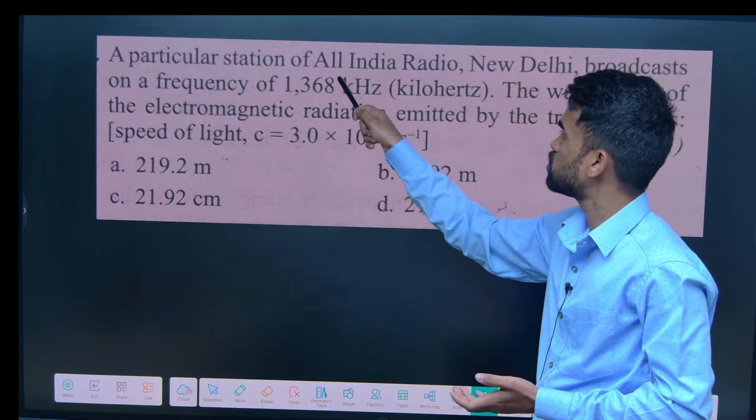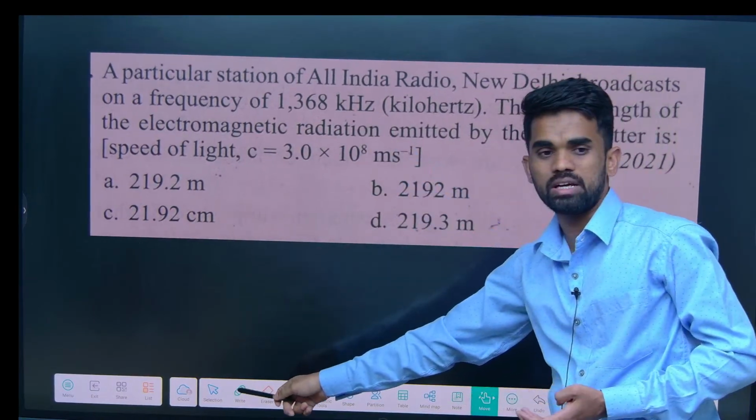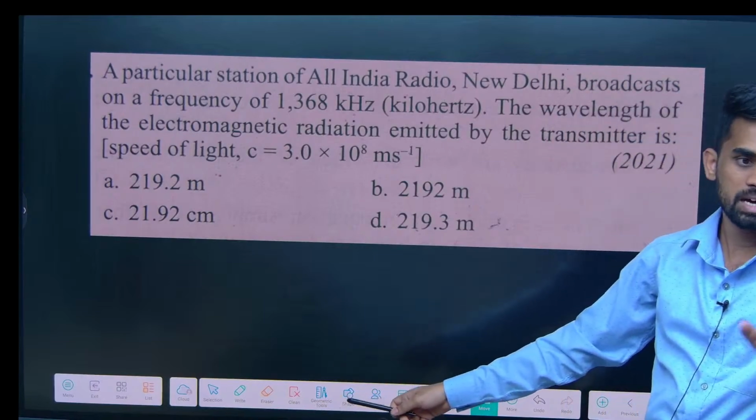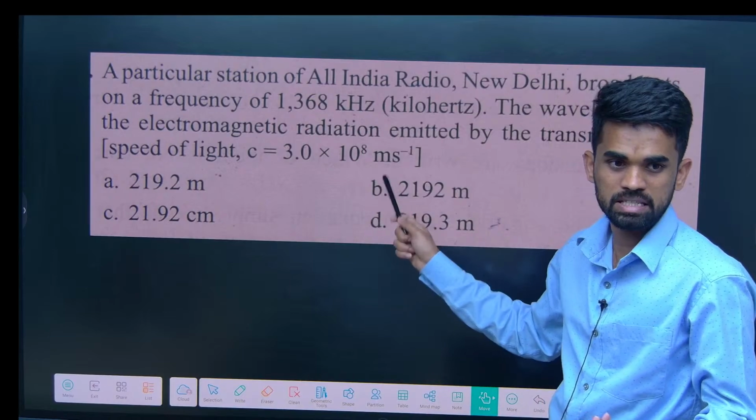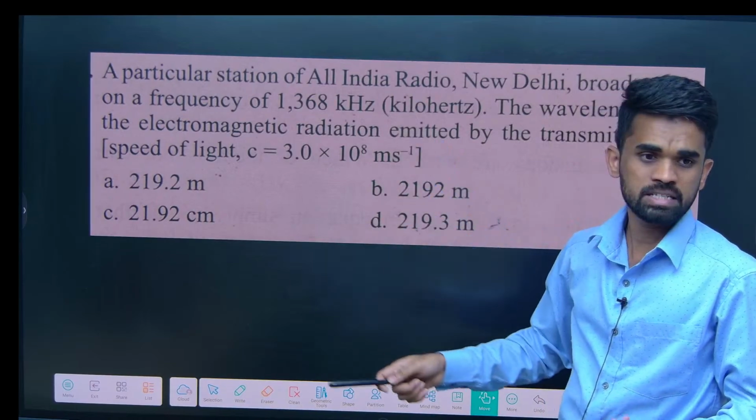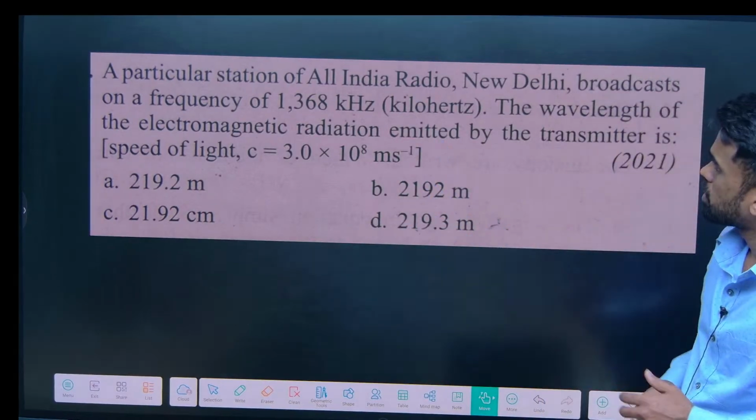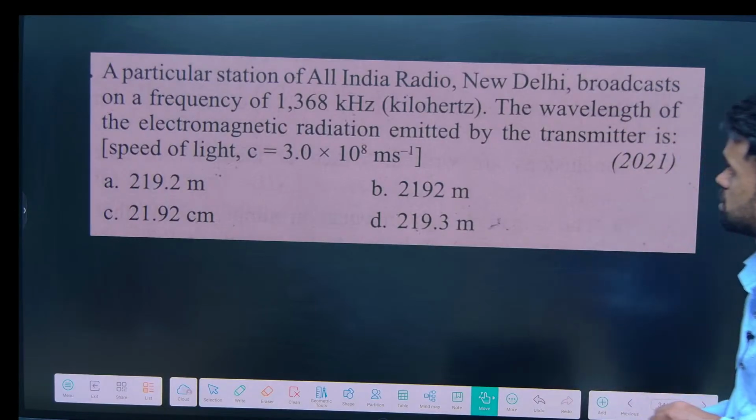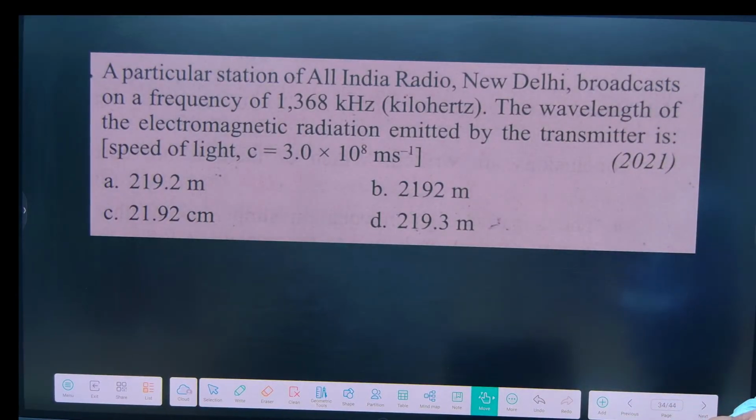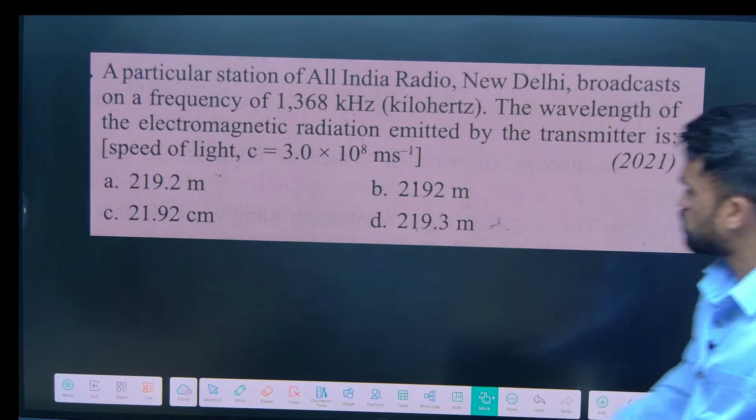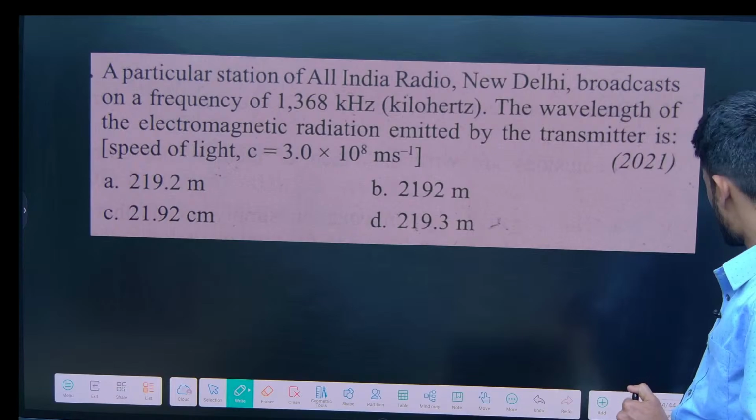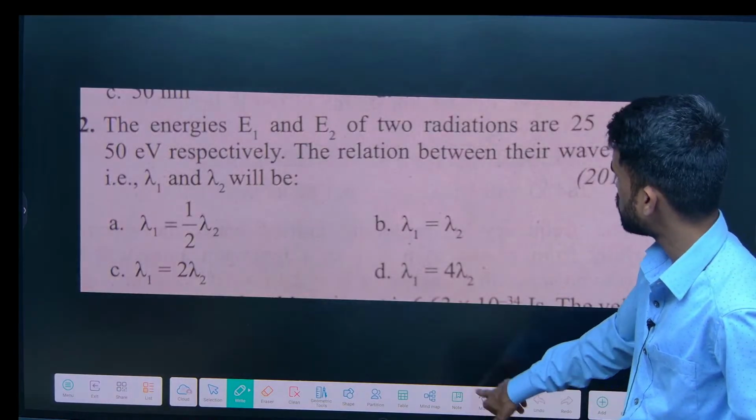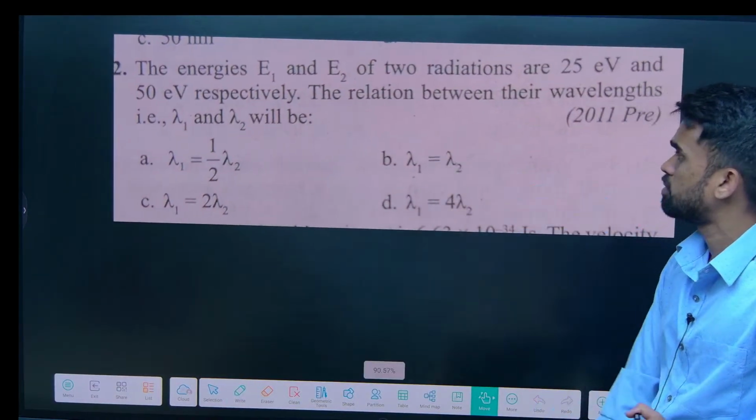See, kilo means you should convert into 10 power 3 hertz. Hertz means you can say second inverse also. The speed of light is in meters per second. Second inverse, hertz cancel. You will get the answer in meters. If you simplify using this, 219.3 will be your answer. Right. Next, this one you try to explain to me how you can solve.